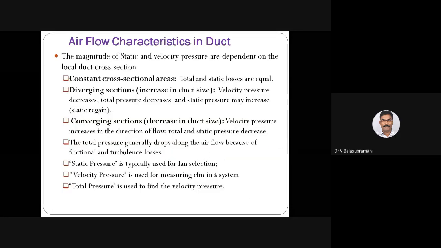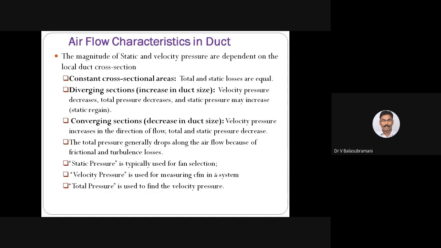And then how the magnitudes of static and velocity pressures are dependent. If constant cross-section areas are used, the total and static pressures may be equal. And if you are using a diverging section, I have already told, if you are increasing the duct size, the velocity pressure decreases, the total pressure decreases, and the static pressure increases. So as velocity decreases, the static pressure may increase. So there is a static regain. This concept is adopted in the static regain method.